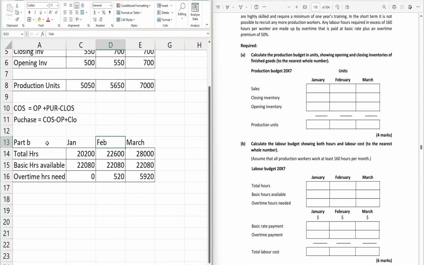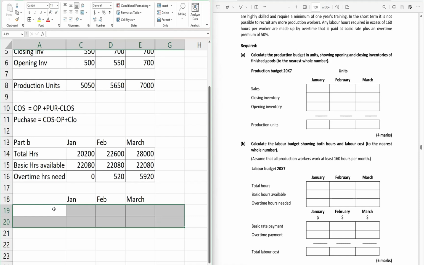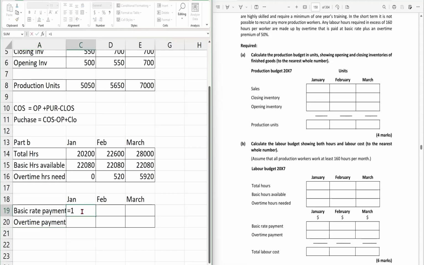Now let's move to the next one. Okay. Now let's do the basic rate payment. So how much is labor being paid right now? They are currently working 160 hours and they are being paid 1280. If you remember the question, 1280.